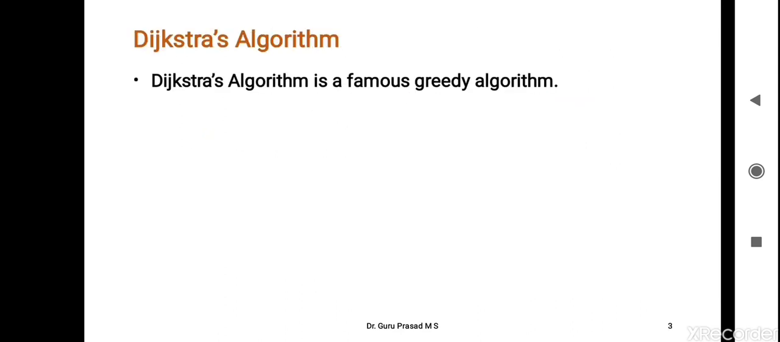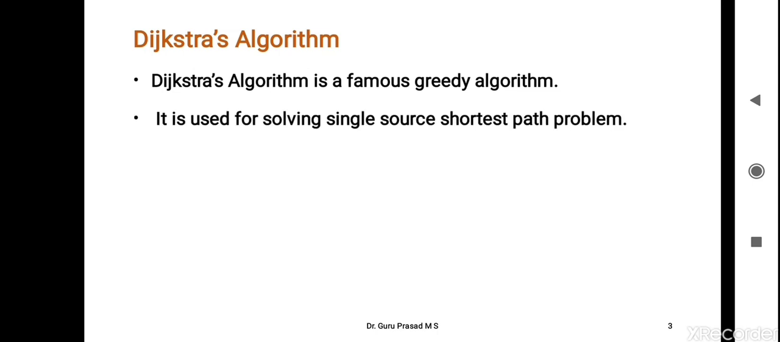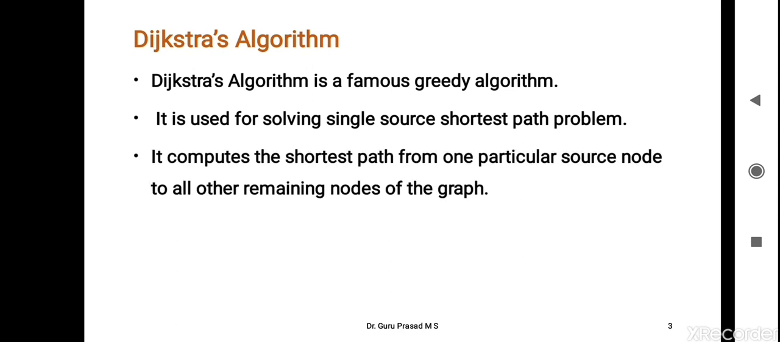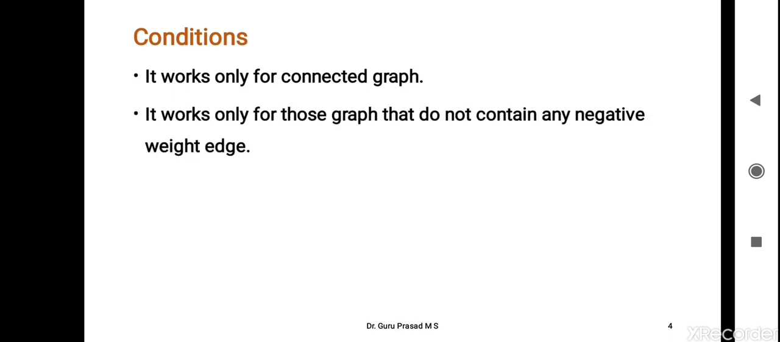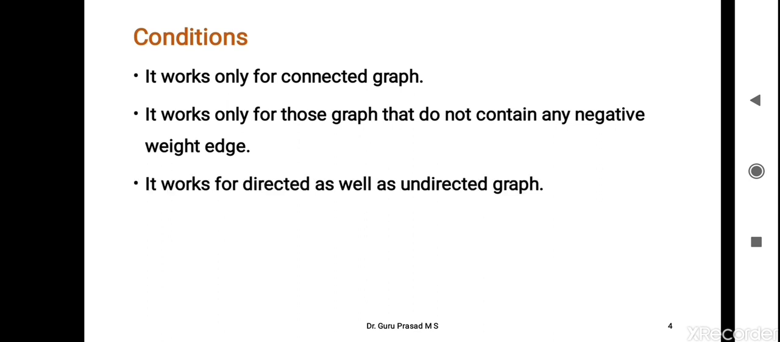Dijkstra's algorithm is a famous greedy algorithm. It is used for solving the single source shortest path problem. It computes the shortest path from one particular source node to all other remaining nodes of the graph. Condition: it works only for connected graphs. It works only for those graphs that do not contain any negative weight edge. It works for directed as well as undirected graphs.